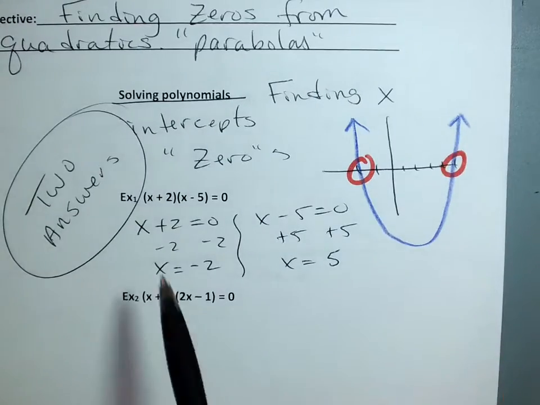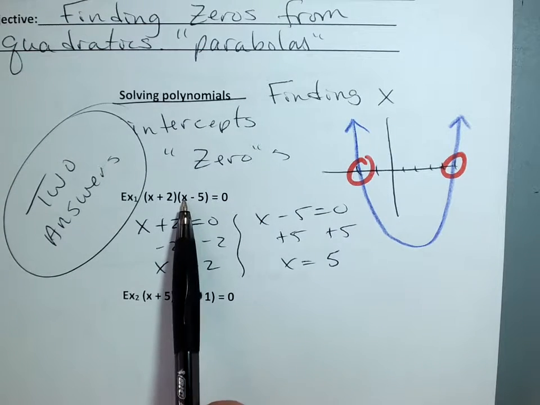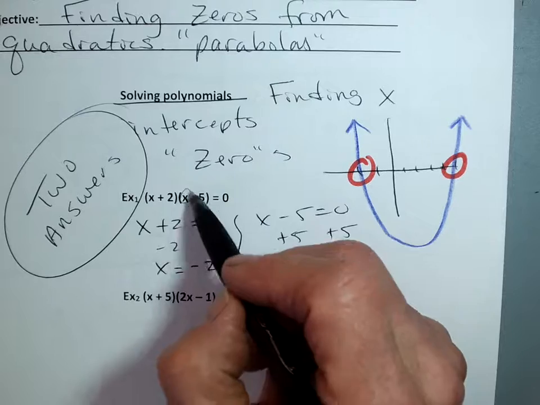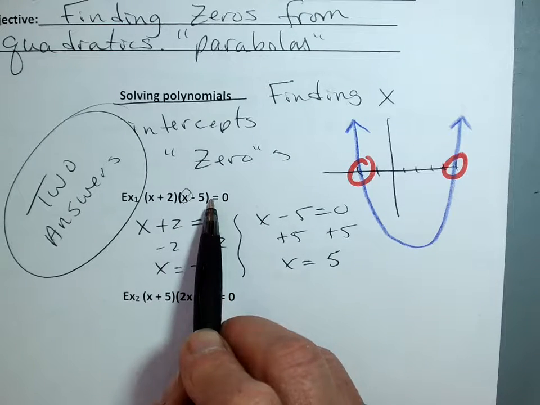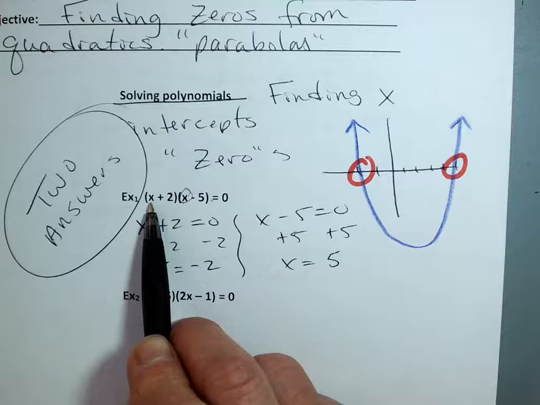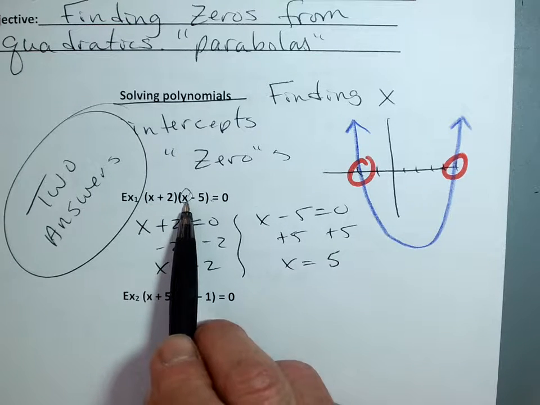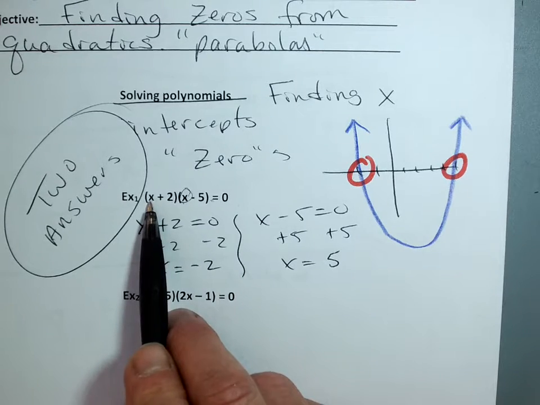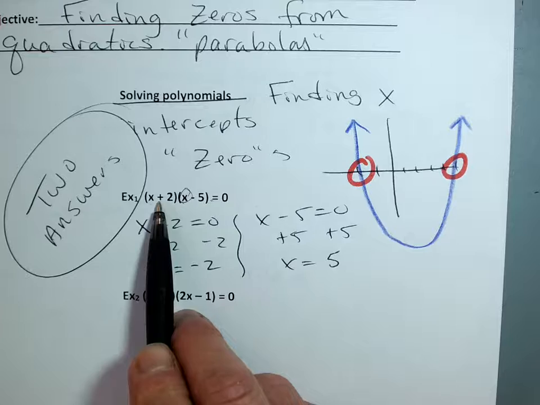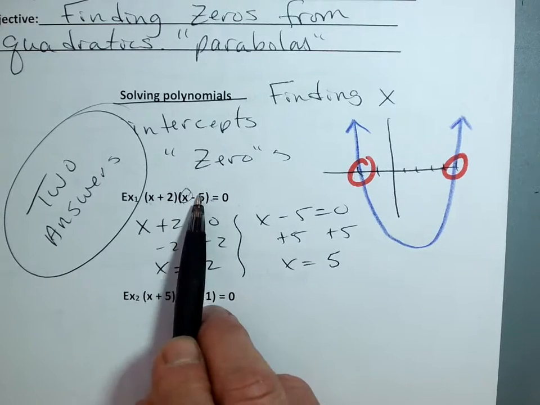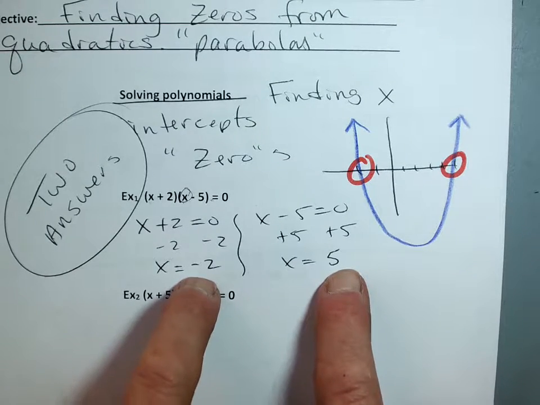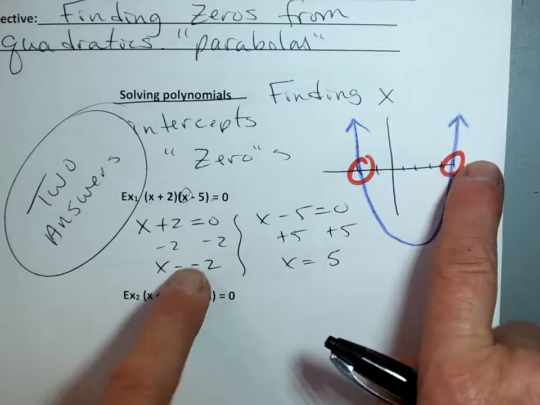Now I want you to think about this. See where my pin is? If x were 5, I put a 5 right in here. What's 5 minus 5? 0. And then 0 times this is still 0. So 5 makes the whole problem be 0, so 5's got to be an answer. If negative 2 were here, negative 2 plus 2 is 0, and 0 times whatever this is still 0. So these are the two answers that make it equal to 0. They're also x-intercepts. It's easy, isn't it?